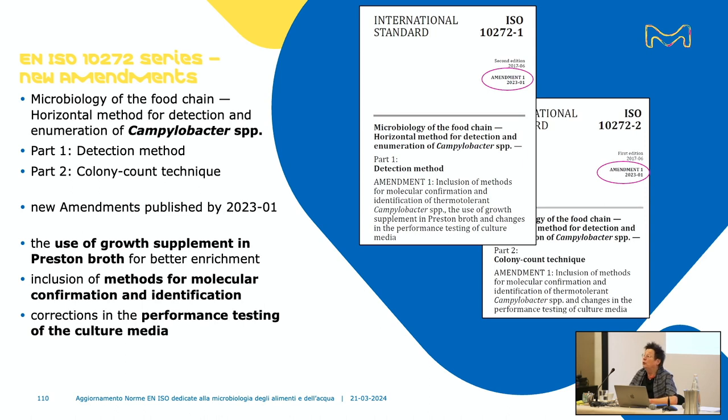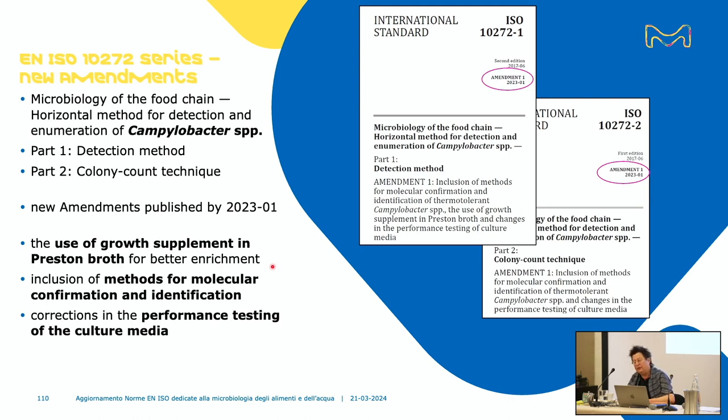What are other news in ISO world for food microbiology? We have a new amendment for Campylobacter. For Campylobacter enrichment, which is part 1 of the EN ISO 10272 series, we have now the use of the growth supplement in Preston broth for a better enrichment recommended, especially for Campylobacter coli.